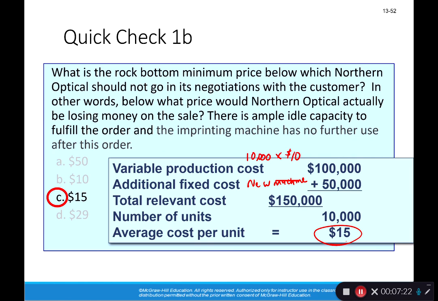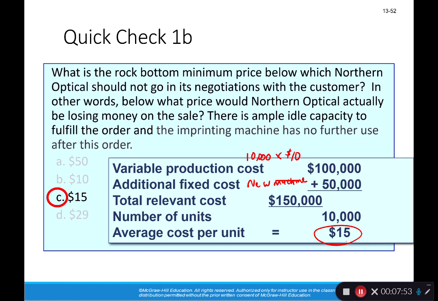So for all these problems, there's more than one way to arrive at the right solution. You have to choose the way that makes the most sense to you. The focus, though, is on the items that change. What's going to change? Only the variable production cost is going to change, and the fixed cost associated with the new machine. The current fixed costs that we have are irrelevant because they won't change, and the current variable selling cost is irrelevant because the problem said we're not going to incur that.